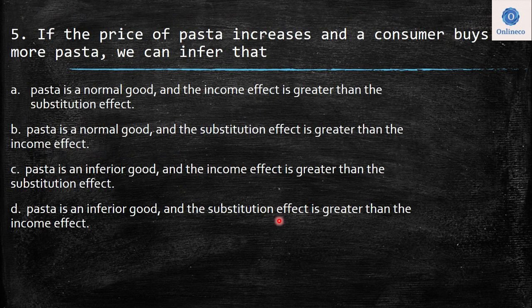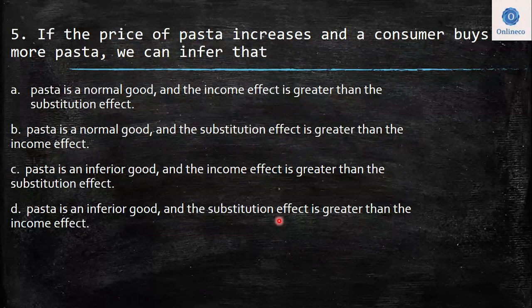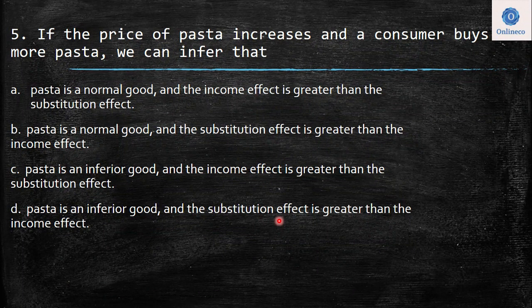5. If the price of pasta increases and the consumer buys more pasta, we can infer that: pasta is a normal good and the income effect is greater than the substitution effect; pasta is a normal good and the substitution effect is greater than the income effect; pasta is an inferior good and the income effect is greater than the substitution effect; pasta is an inferior good and the substitution effect is greater than the income effect.